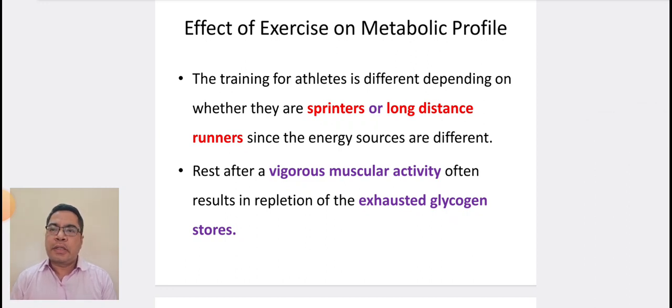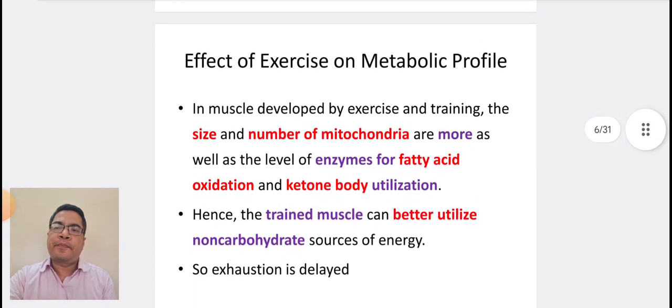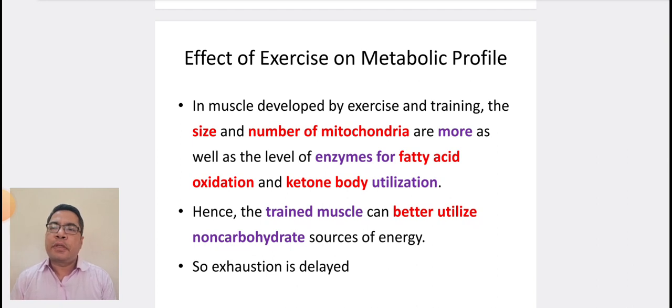The training of athletes is different depending on whether they are sprinters or long distance runners, since the energy sources are different. Rest after vigorous muscular activity often results in the depletion of the exhausted glycogen stores. In the muscle developed by exercise and training, the size and number of mitochondria are more, as well as the level of enzymes for fatty acid oxidation and ketone body utilization. Hence, the trained muscle can better utilize non-carbohydrate sources for energy. So, exhaustion is delayed.